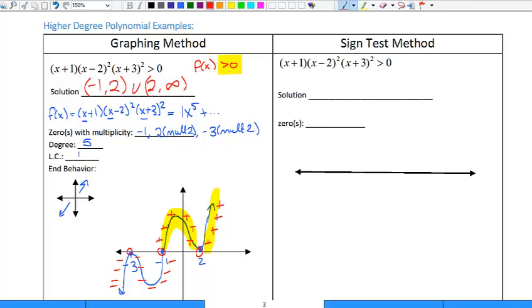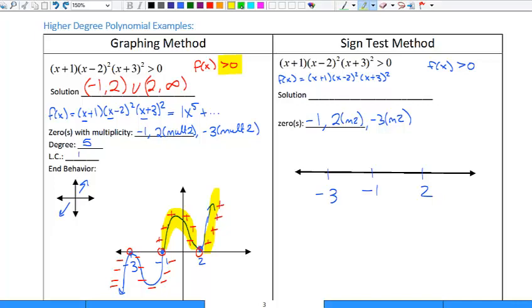Let's do the same problem again using the sign test method. My f of x is the same as in the graphing method. Again, I'm looking for where f of x is greater than 0. My zeros are the same as well: negative 1, 2 with multiplicity 2, and negative 3 with multiplicity 2. The multiplicity doesn't matter quite as much on the boundary points. I just have 3 spots on my number line.